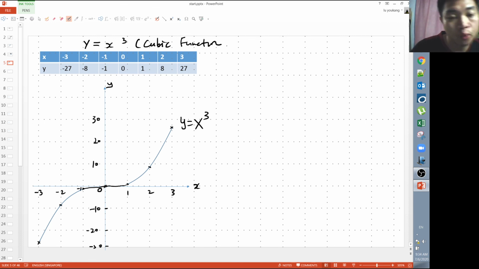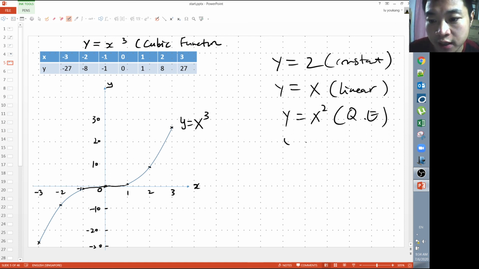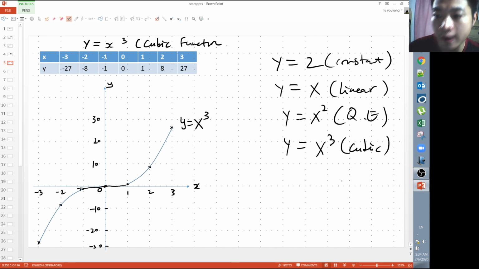Alright, so with this, I would like to conclude this graphs of our function. So what have we learned so far is we started with our constant function, and next is our linear function. This is our linear function, and this is our constant function. And we continue with our quadratic equation or quadratic function. And last but not least, over here, you have your cubic function. Alright, so with this, we have learned how to sketch all this.